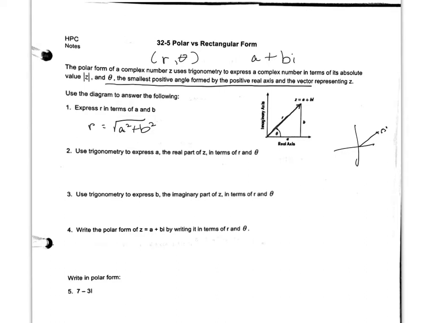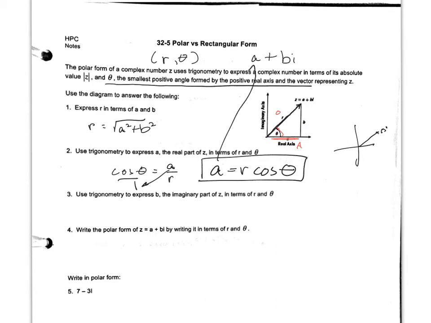If we look at a, it is the adjacent side when dealing with theta, and r is the hypotenuse. So the cosine of theta is equal to adjacent over hypotenuse. Then if you cross multiply and solve for a, you get a equals r cosine theta. This is exactly how we will find that part of the complex number.